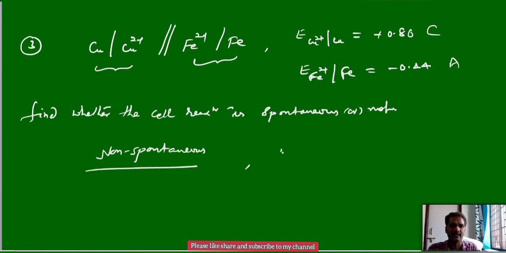Or else you can calculate the E cell value, that is E cathode minus E anode. In this case, what is the cathode? They have taken iron as a cathode, so minus 0.44. What is the anode here? Copper as an anode, so minus 0.8. So you will get overall minus 1.24. The resultant E cell value is negative, so it means that it is a non-spontaneous cell reaction.